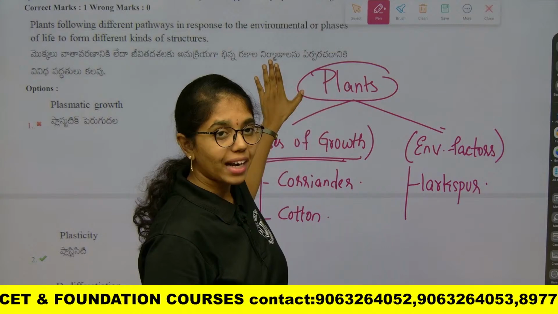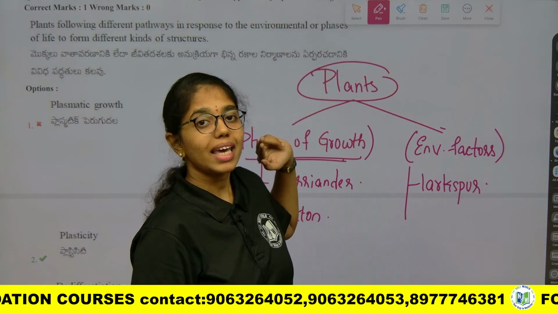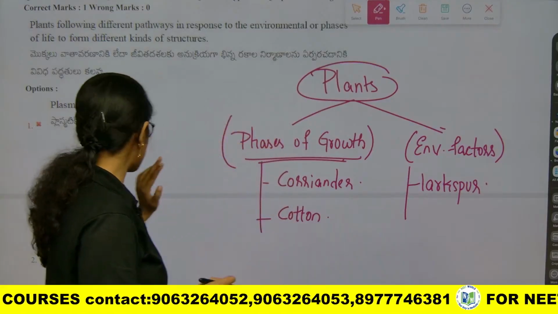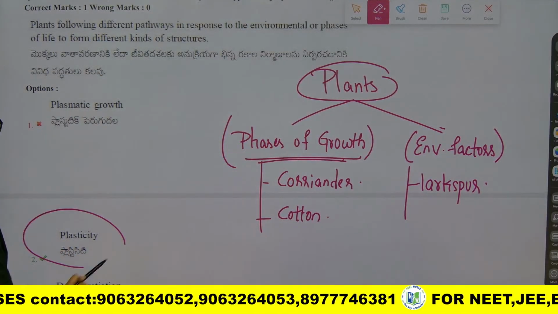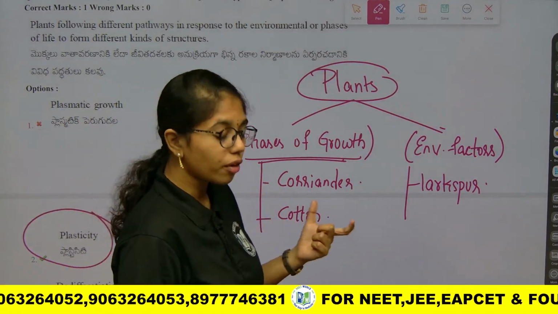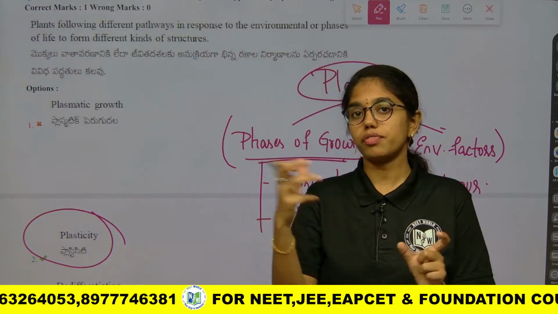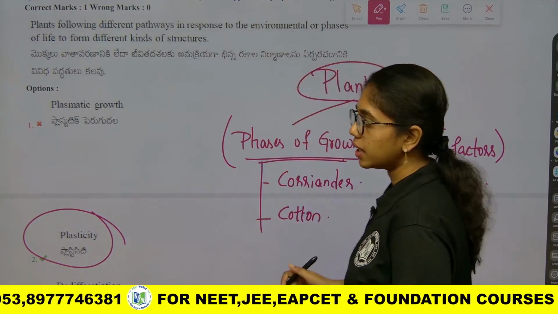So this pattern of following different developmental pathways is defined as plasticity. The different growth patterns of the leaves are termed heterophylly. Heterophylly is one of the types of plasticity. Clear, ma? Next.